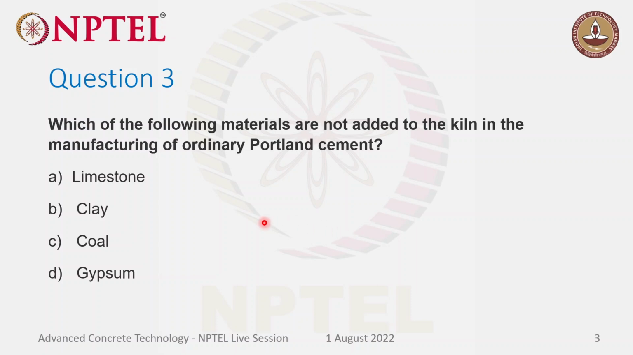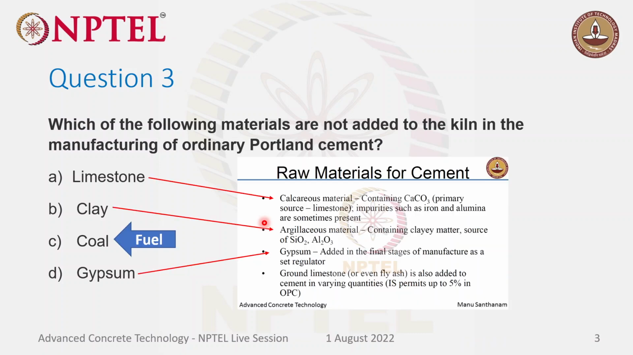So let me help you guys to a certain extent. Limestone is nothing but calcium carbonate, the primary source, and then we also add clay, which is the source of silica as well as alumina. Coal is nothing but the fuel to burn the material, and gypsum is used as a set controlling agent. We also add 5% of performance improver. This is a raw material, but what is added to the kiln matters for this particular question. So I hope you guys got the answer.